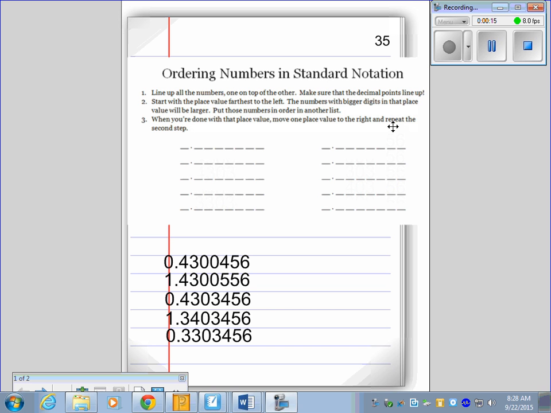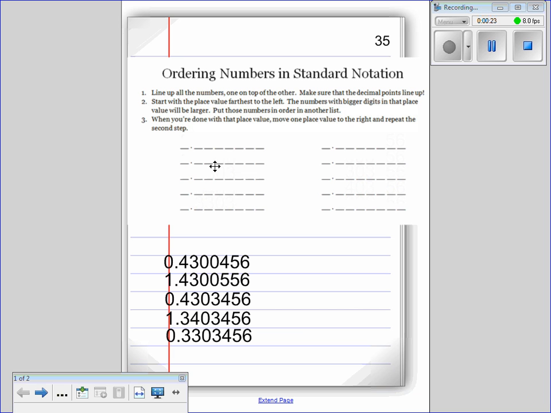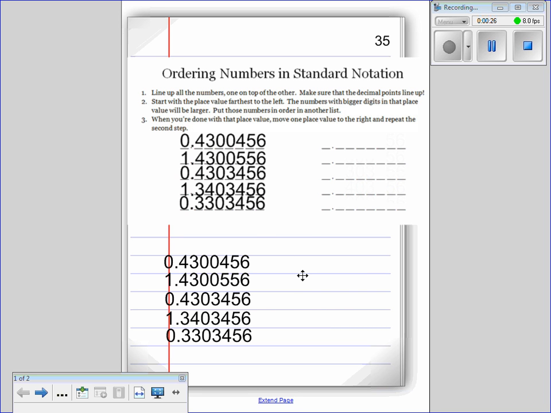All you need to do is take all the numbers that you have and line them up one on top of the other. You have to make sure that the decimal points line up. So we're going to take all these numbers here below, and we're just going to write them one on top of each other. For now, we're going to forget about the order. Okay, we're just going to write them the way they appear below, one on top of the other.